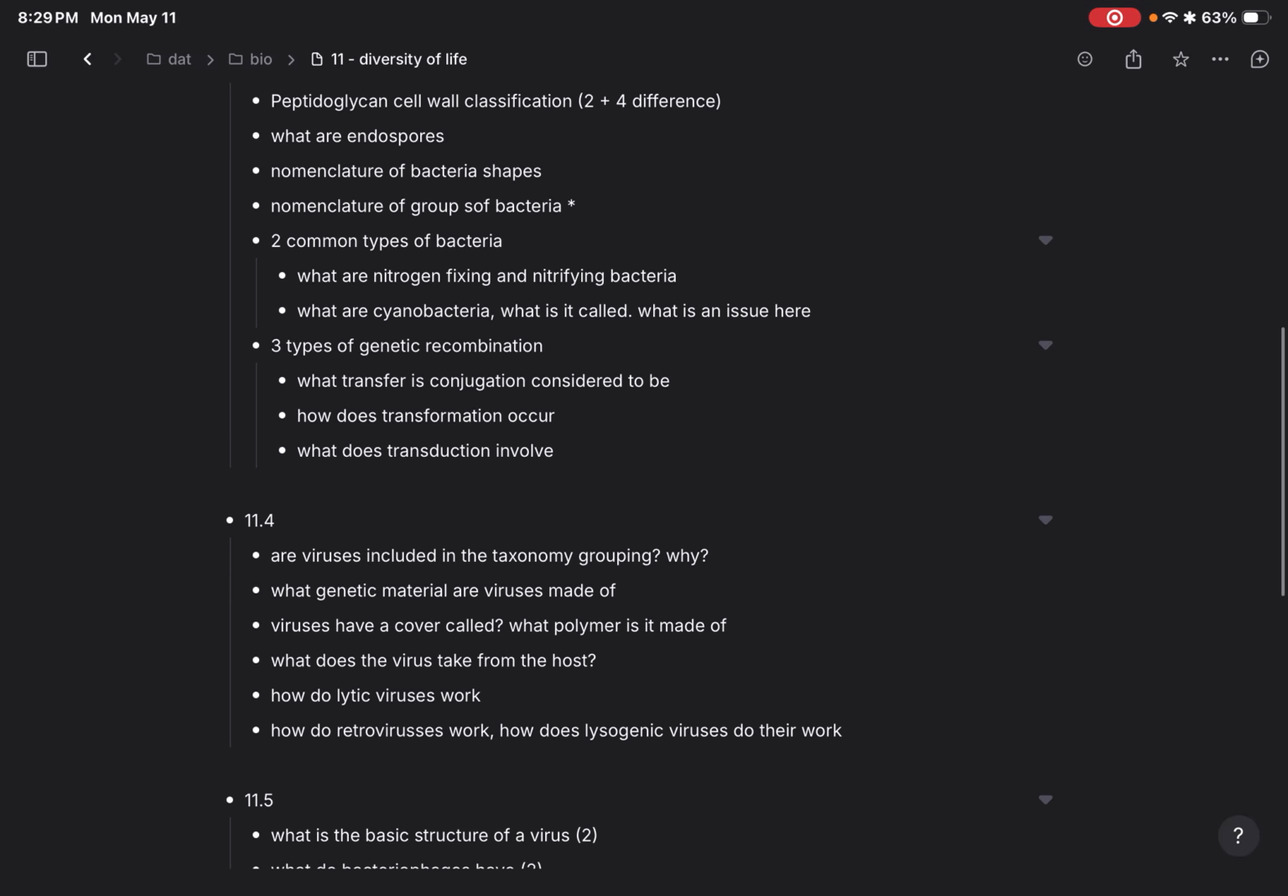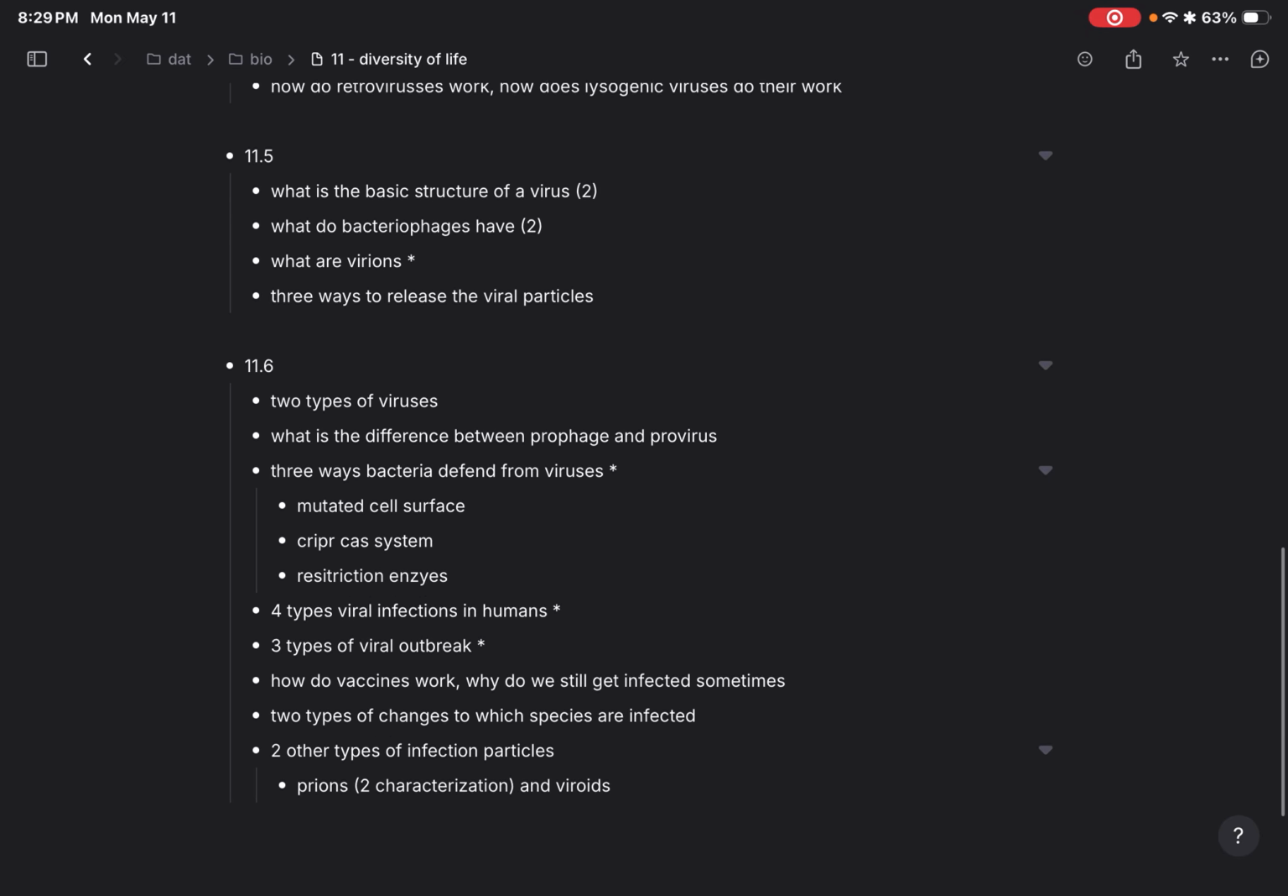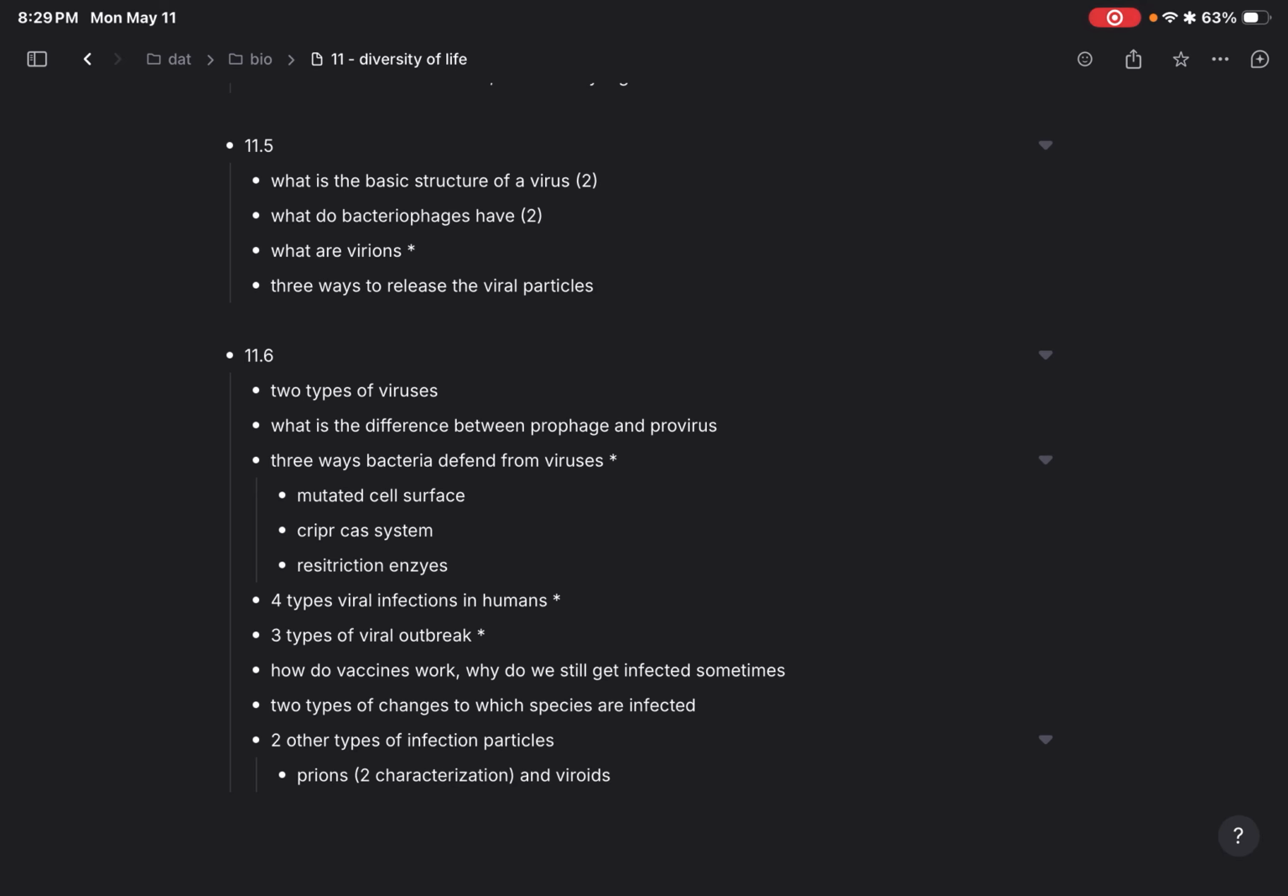Nomenclature, yeah. Forget that. What are virions? I don't understand what virions are actually. Let me Control F that. It's not findable. It's not present. Perhaps it's not even a thing.